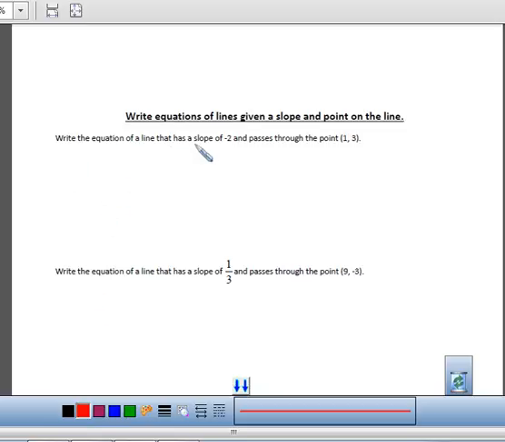Write an equation of a line that has a slope of -2, so I know m equals -2, and passes through the point 1, 3. Well, this time, the x is not equal to 0, so I don't know what my y-intercept is, so I need to figure it out. Well, I do know what x is, it's 1, and I know what y is, it's 3. And this is very helpful because this is already all set.